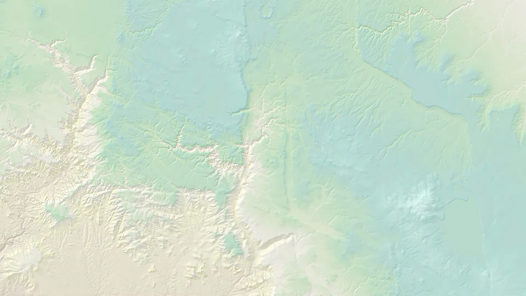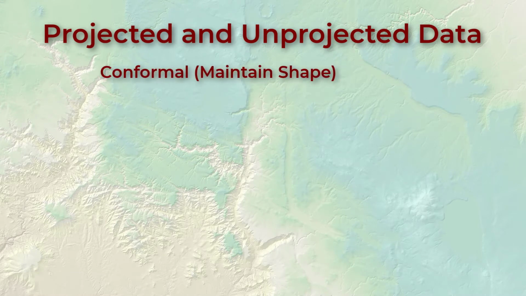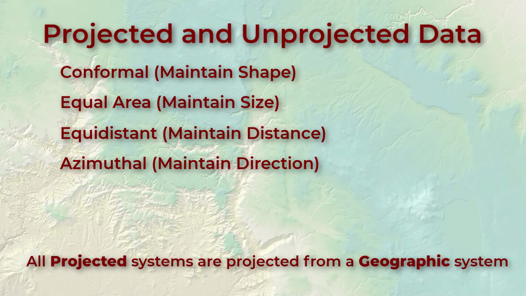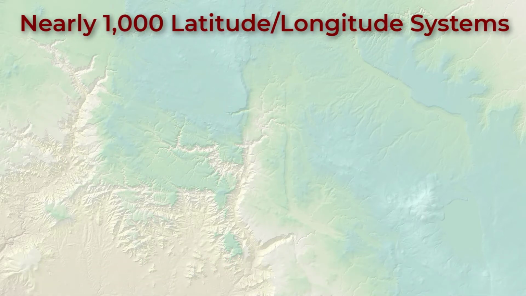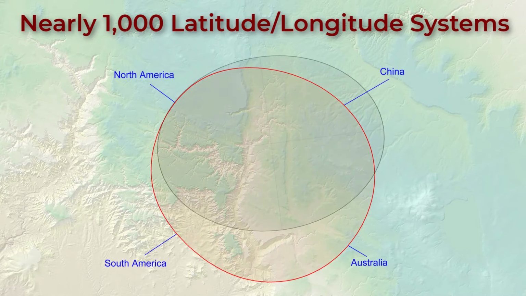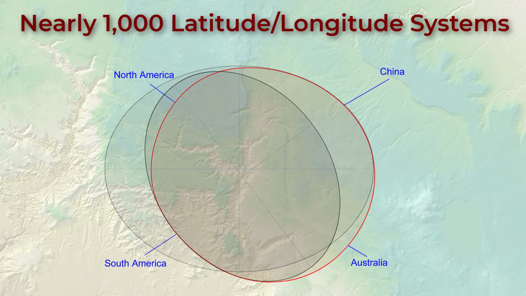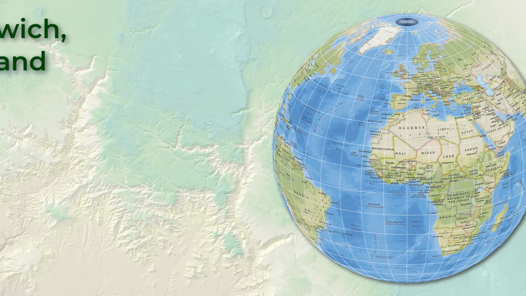So far we've learned about projected and unprojected data. We've talked about reasons and strategies to take when projecting data, and the fact that all projected coordinate systems are projected from some underlying geographic coordinate system. We learned that there are almost 1,000 geographic coordinate systems recognized by ArcGIS, all of which position the spheroid in a different place relative to our little blue marble that we call home, and most, but not all of which, place the zero longitude point at Greenwich, England.